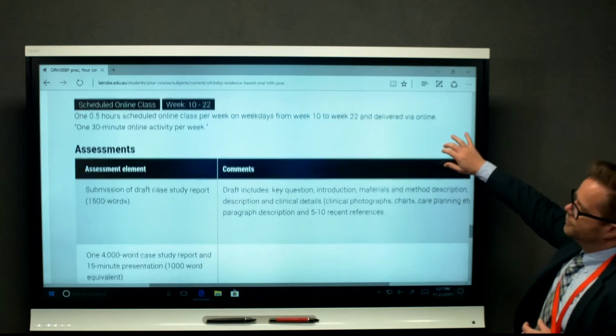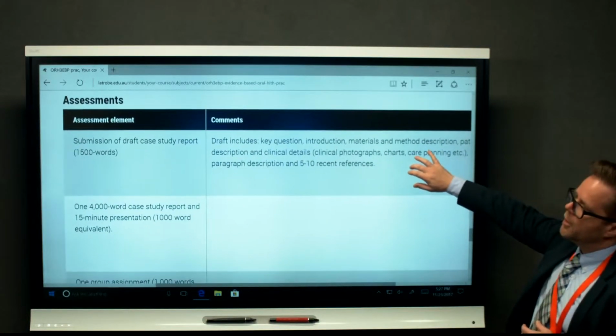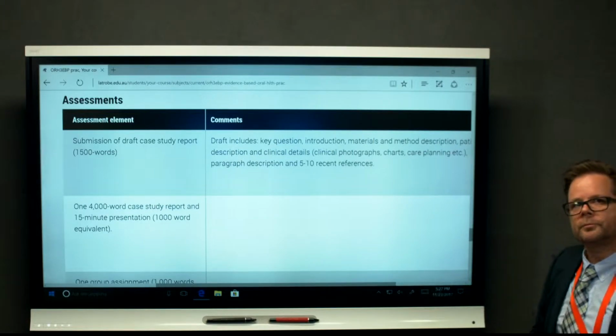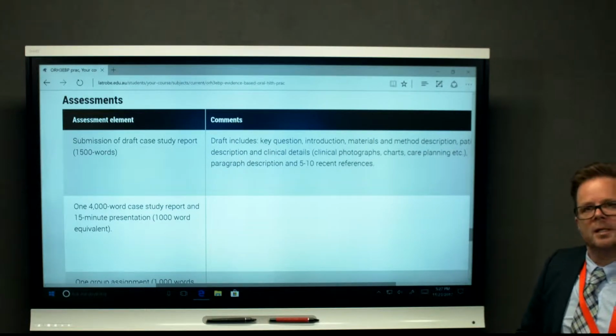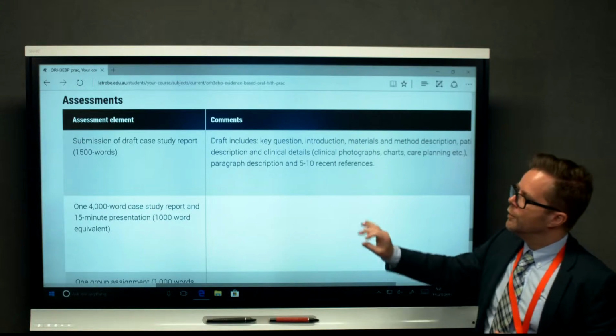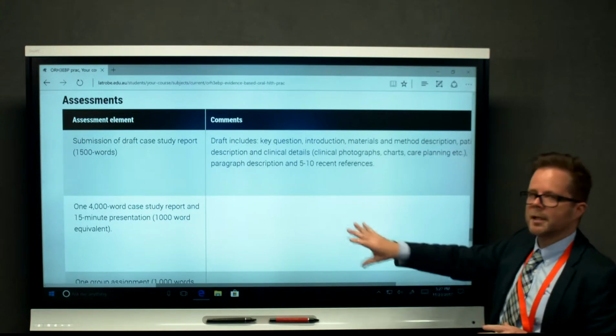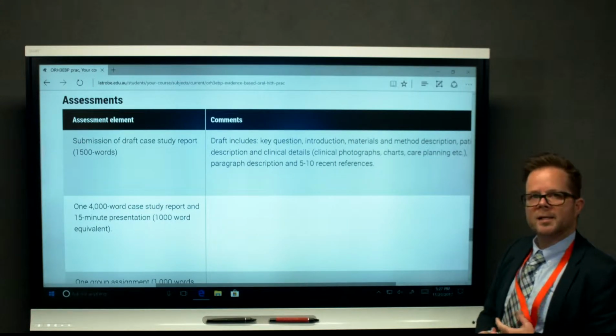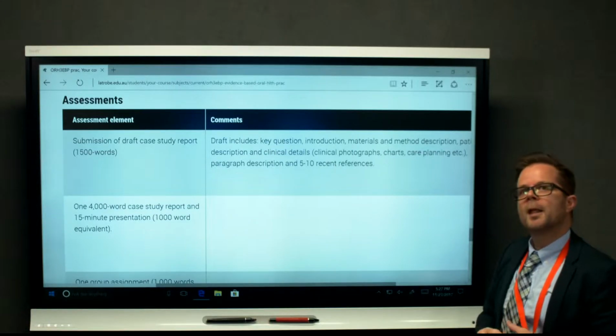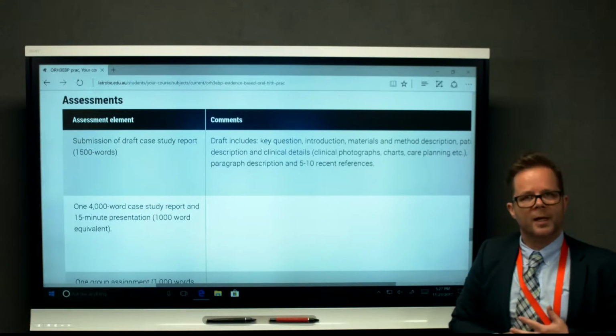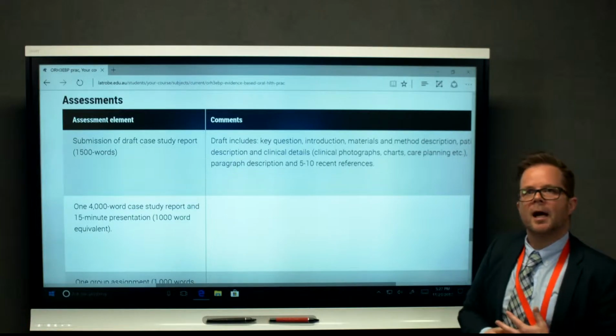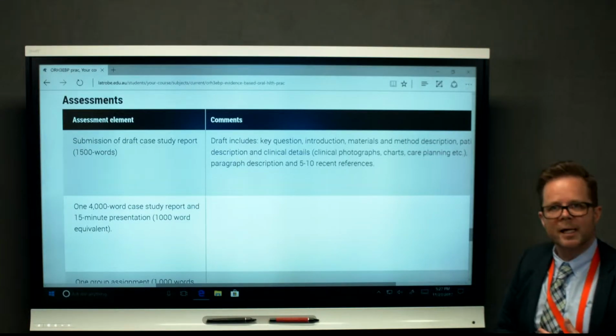Now, probably the most important thing in students' minds is assessment. There are 3 assessment pieces in this subject. The first relates, and the second, are related to a case study. So I'll talk more later about what the case study assignment is, but it will be a clinical case study.